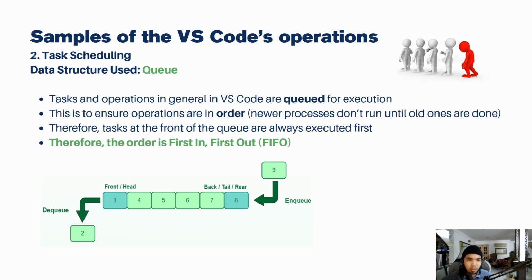The most basic form of this is when you are typing. Logically, every time you type, there is always a queue to what you are typing, so there's no overlapping. Therefore, tasks at the front of the queue are always executed first, whether you are saving something, deleting something, or copying and pasting code in the code editing software. There is always a queue to it. So therefore, the order is first in, first out.